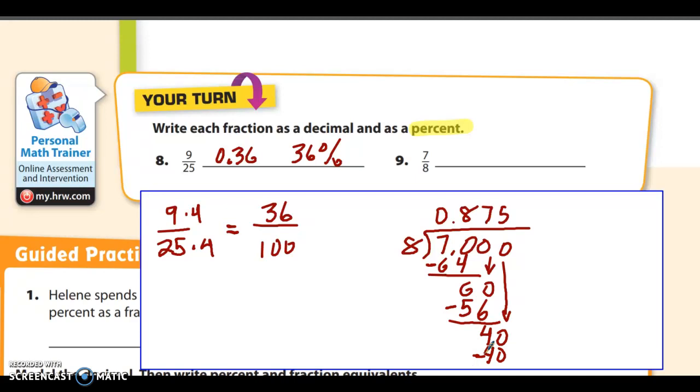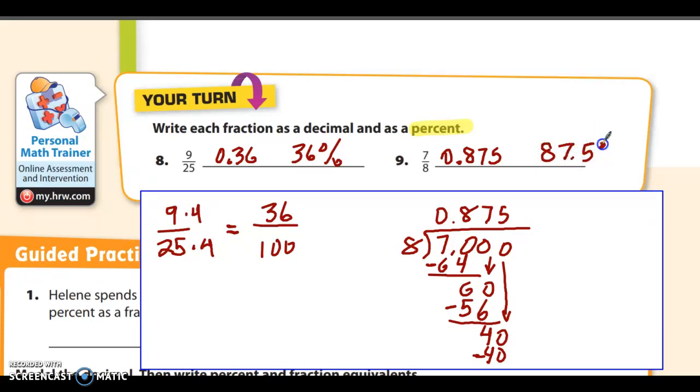The decimal answer is 0.875 thousandths. I'll remind you now that by converting it to a percent, we take our decimal and move it 2 places to the right past the hundredths place, because percent means out of 100. If I move it 2 to the right, it would be 87.5%.